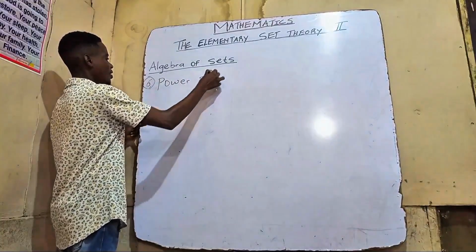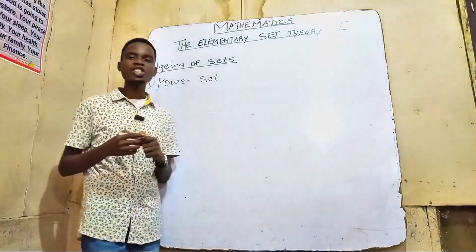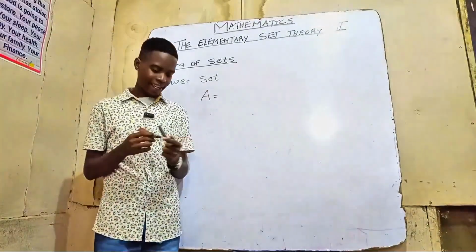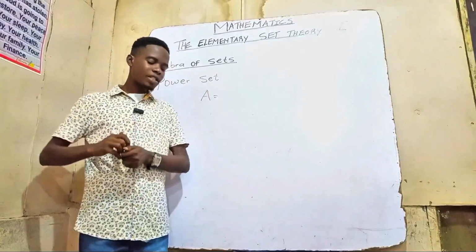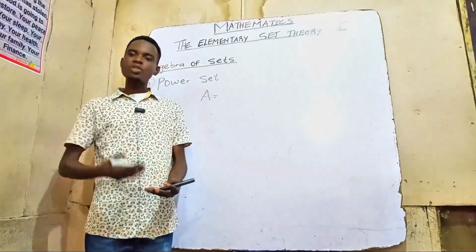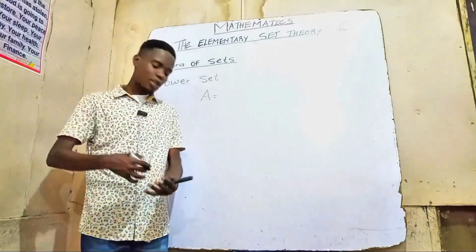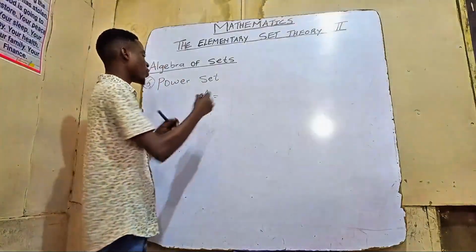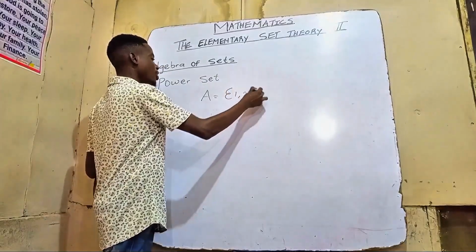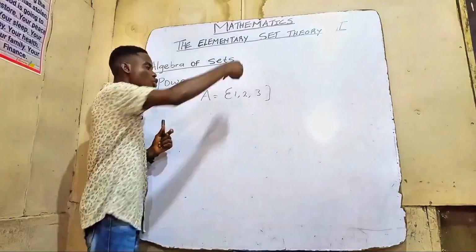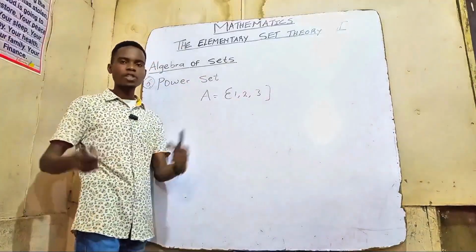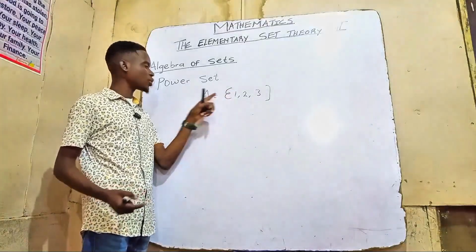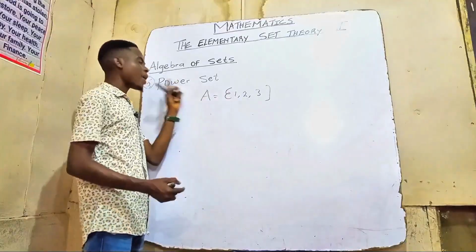Power set. Let's say we are considering set A. The set of all subsets of a given set A is known as a power set. For example, set A consists of 1, 2, 3. The set of all the subsets of set A is referred to as the power set. I'm going to explain subset after this, so you understand what a subset is better.